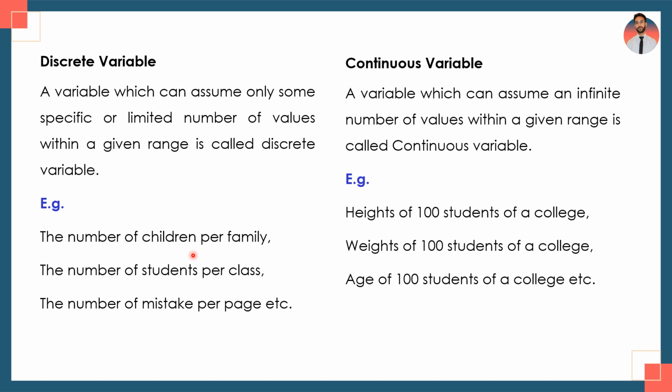For example, number of children per family, it means a family has only 0 children or 1 child or 2 children, etc. Similarly, number of students per class, a class has some specific number of students, for example, 20 students, 15 students, 10 students. Similarly, number of mistakes per page, it means that a page has 0 mistakes, 1 mistake, 2 mistakes. So variable x can take value 0, 1, 2, 3, and so on, n.